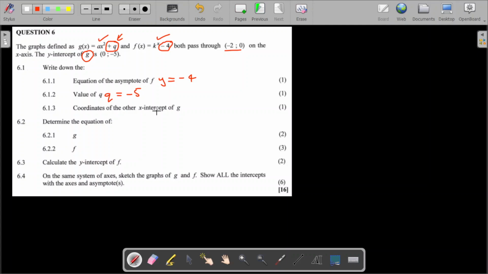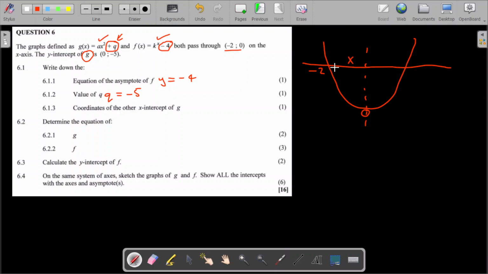Now coming to 6.1.3, they're saying write down the coordinates of the other x-intercept of g. If I draw this graph roughly, I know I have the x-intercept here of −2, and my y here is −5 when x is 0. And then how do I find the other x-intercept? Now remember the axis of symmetry cuts your graph into half.